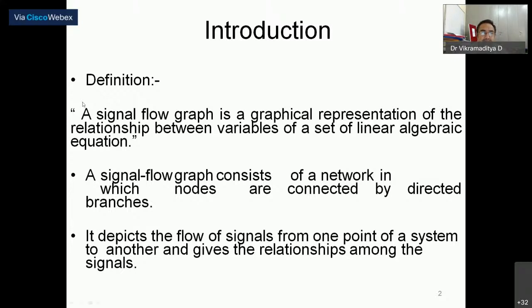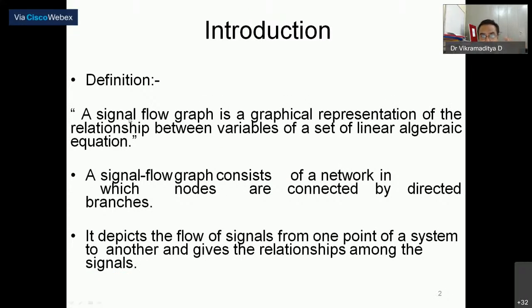So this is the beautiful definition of signal flow graph: a signal flow graph is a graphical representation of the relationship between variables of a set of linear algebraic equations. Okay. Now, this definition is very clear. In our block diagram also, since we use the Laplace transform, each block is represented by a transfer function, expressed in the Laplace transform. And the Laplace transform does a wonderful thing: it converts differential equations into algebraic equations. Hence, the same signal flow graph can be applicable to linear algebraic equations also.